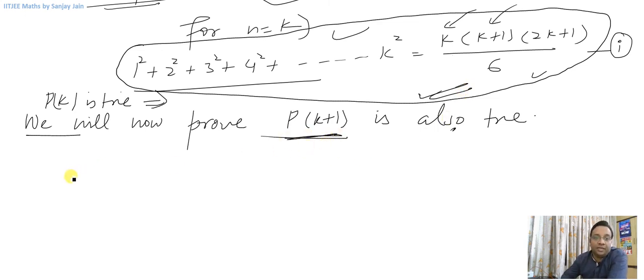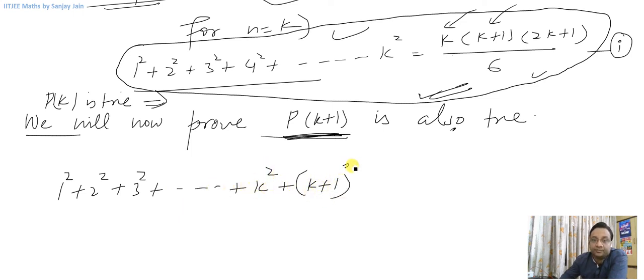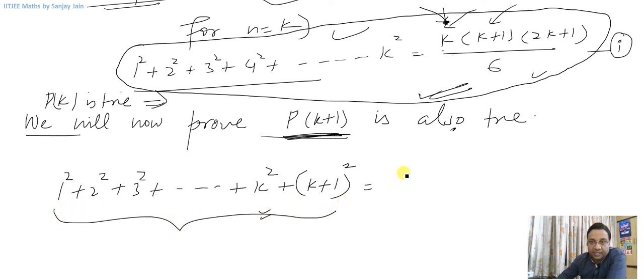So what will be the left hand side for P(k+1)? 1 squared plus 2 squared plus 3 squared and so on, then k squared, and then the next term, (k+1) squared. We will prove it equal to what? If I replace k with k+1 everywhere, I can bring this statement in this pattern. The only difference should be that k is replaced with k+1 everywhere.